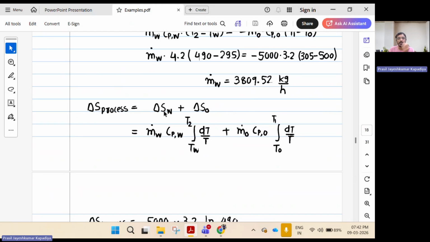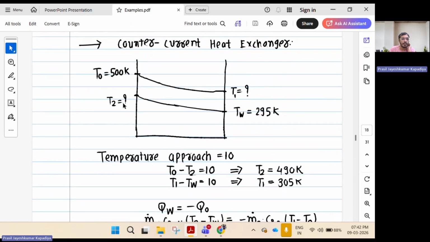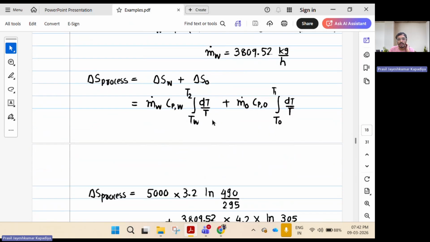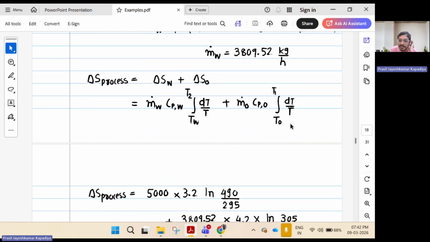So what is delta SW? Delta SW is equal to mass flow rate MW, CPW, integration TW to T2 dT by T, correct? Plus mass flow rate of what? Oil, Cp of oil, integration of T of oil initial to final T1 dT by T. Okay, so what is it going to be?